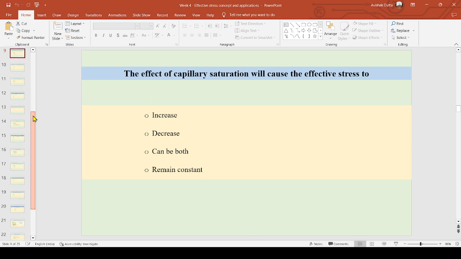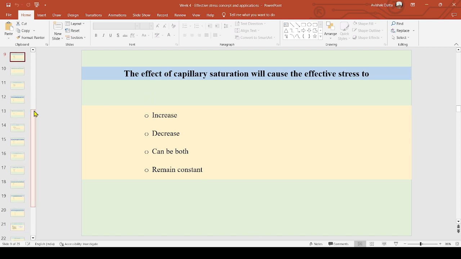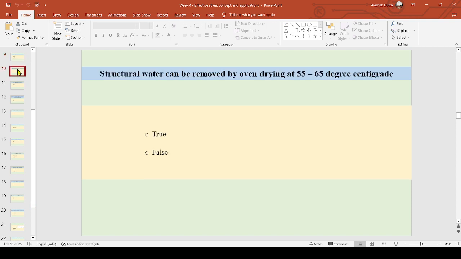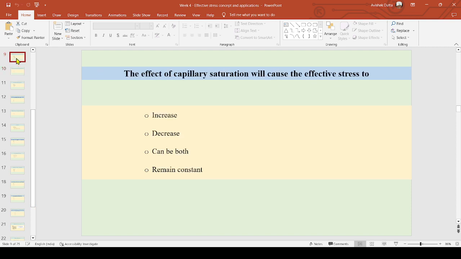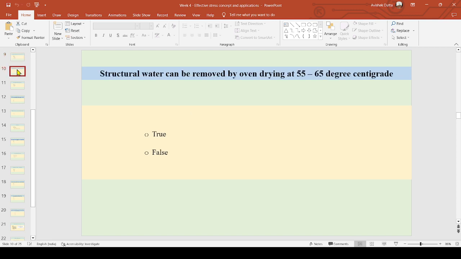All right. Next question. This is a true false statement. Structural water can be removed by oven drying at 55 to 65 degrees centigrade. Tell me if this statement is true or false.